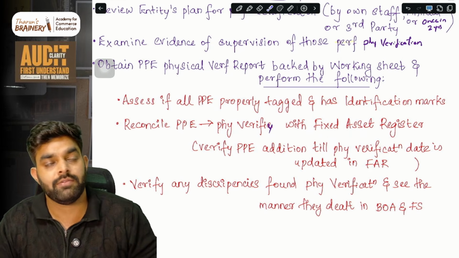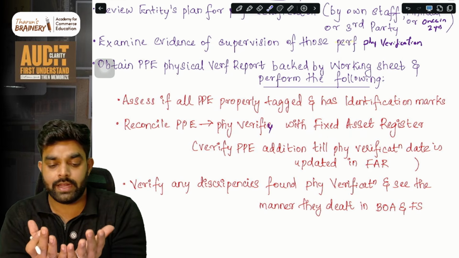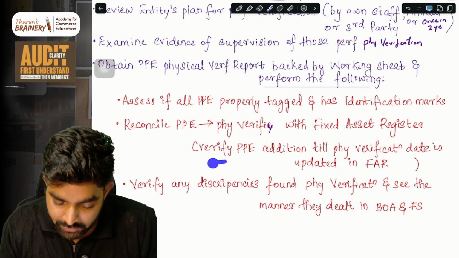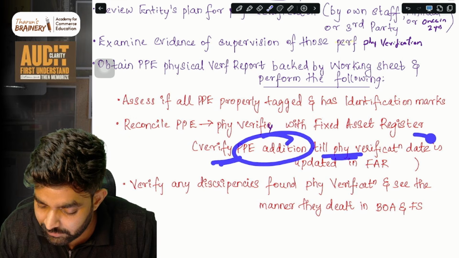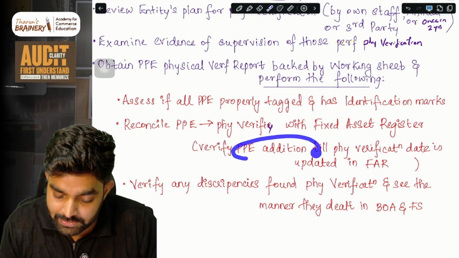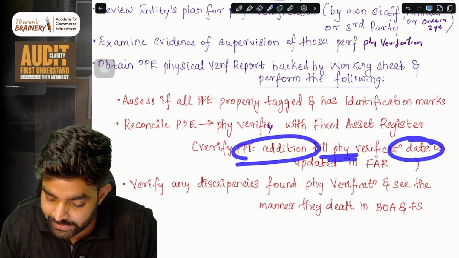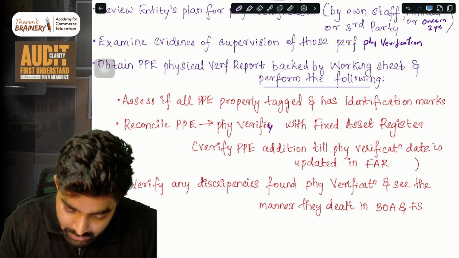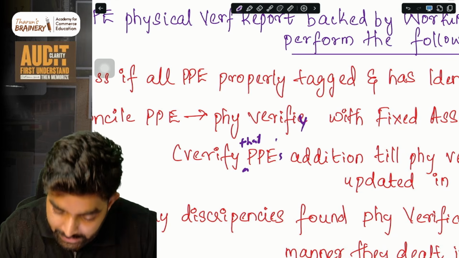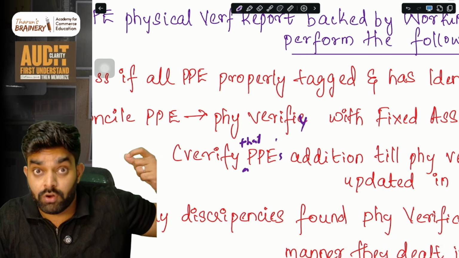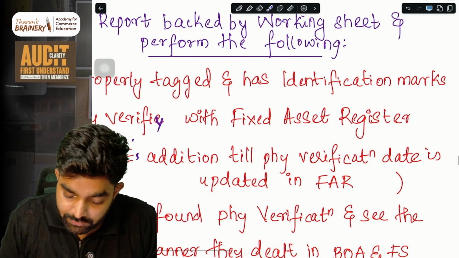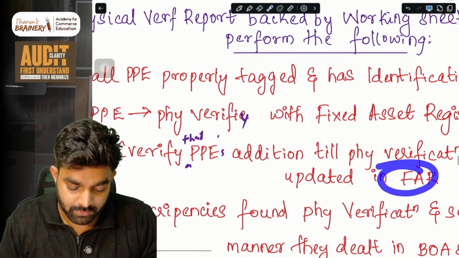When you do the physical verification, you can have the fixed asset register in your hand, and whatever is shown in that, you can go and verify whether it is there physically. Verify that the PPE additions till the physical verification date are updated in the fixed asset register. Just verify that PPE additions, all the new PPE bought in the current year, make sure all of them have been added to the fixed asset register. That is it.